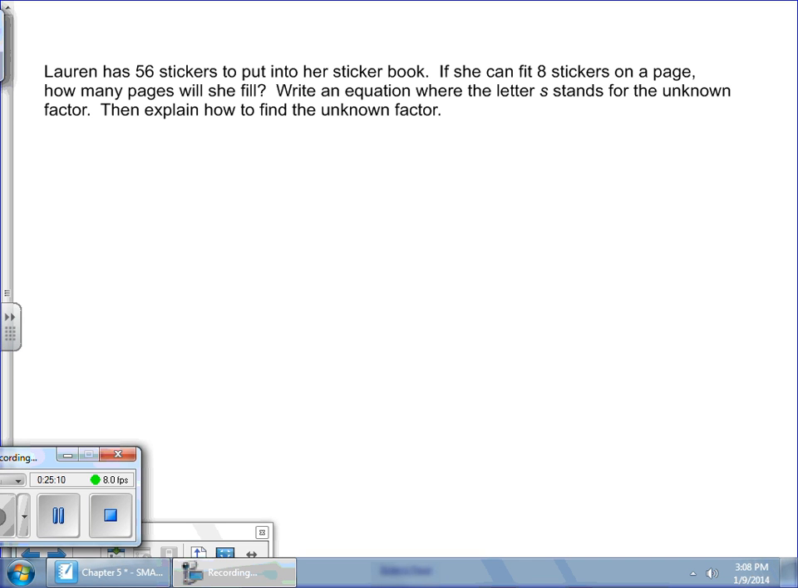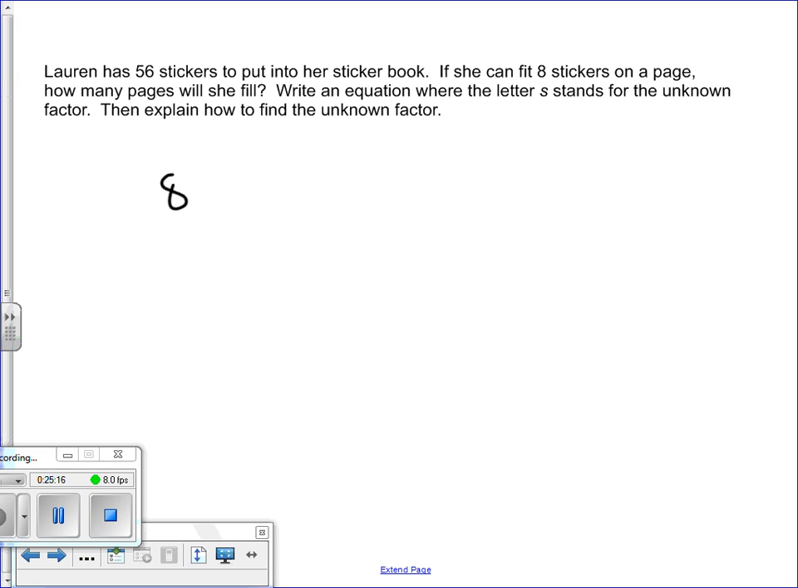So as I'm looking around at the work that you've done, many of us have the same equation. 8 times S equals 56. S stands for? 7. Right. So in this, S equals 7.